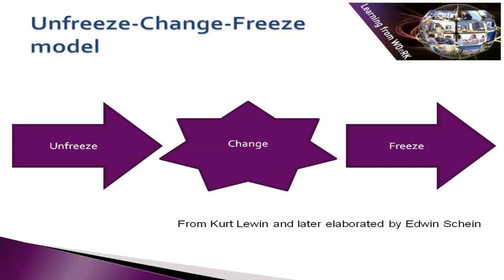Now let's think about Lewin's unfreeze, change, freeze model. This model talks about the 3 stages of change. The first stage is unfreezing. Lewin suggests that the first thing we need to do in change is to let go of some old beliefs and open up to the possibility of change. So it is about getting ready for change.